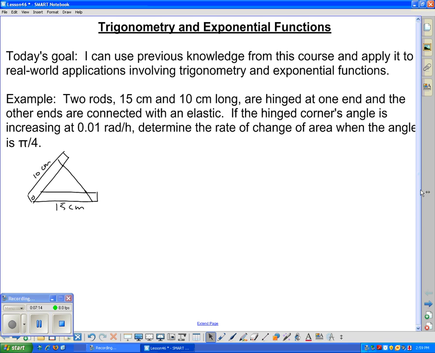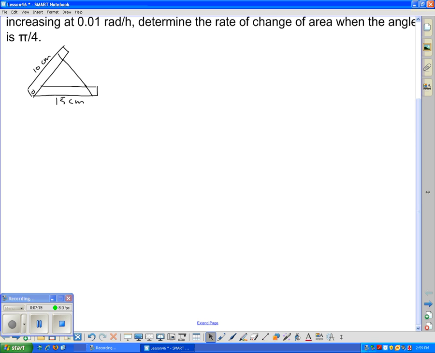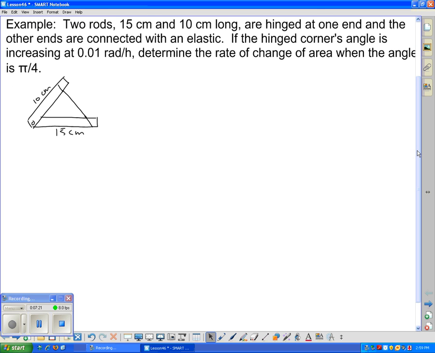If the hinged corner's angle is increasing, that tells me it's going to be a positive value, and it is 0.01 rads per hour. So yes, we are back into radians. We don't have to do a lot of work for the people sitting there moaning and groaning about it. So we know that is 0.01. And if the angle is increasing, we are now talking about the change in the angle, d theta by dt. So we know d theta by dt.